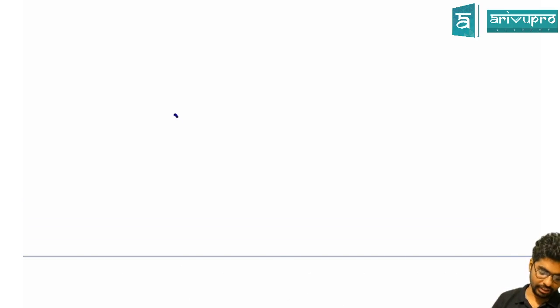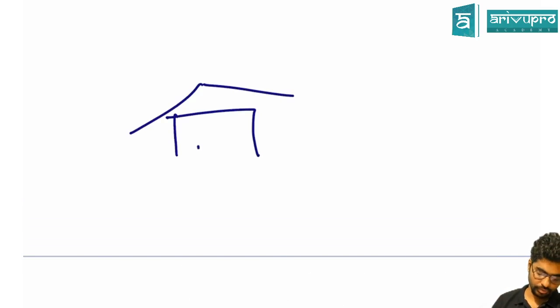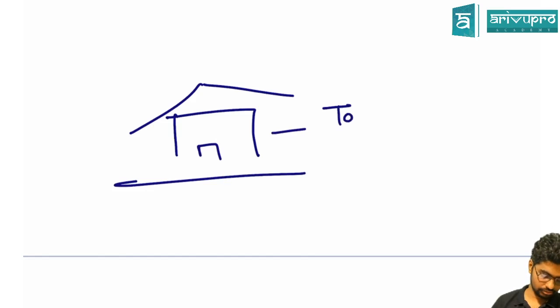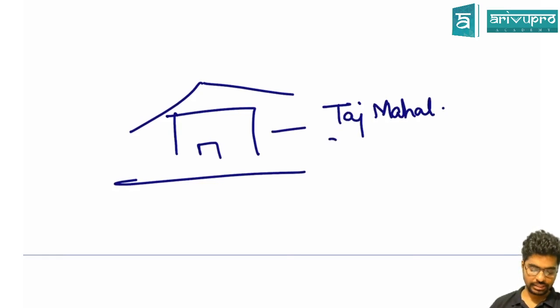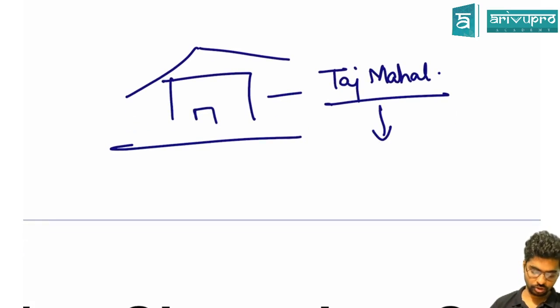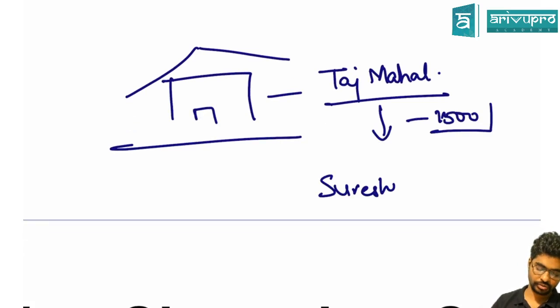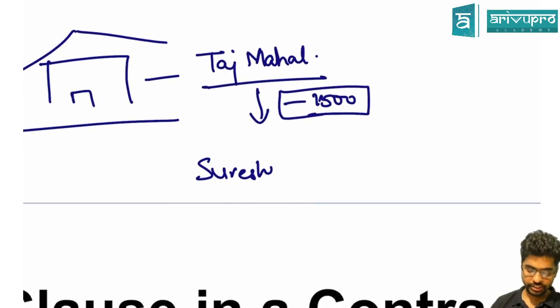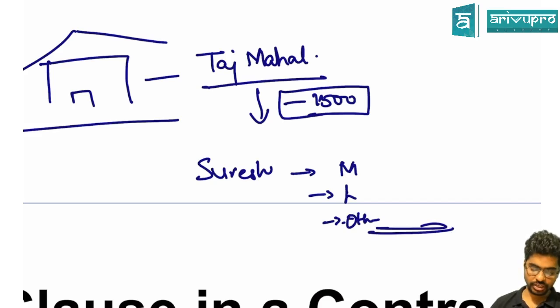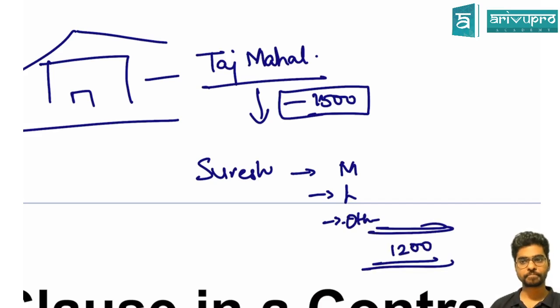Okay, our Naveen wanted to build the Taj Mahal. This Taj Mahal contract was given to Suresh for 1,500 crores. Suresh calculated the cost of marble, cost of labor, cost of all other expenses. This was coming up to 1,200 crore. Are you clear?